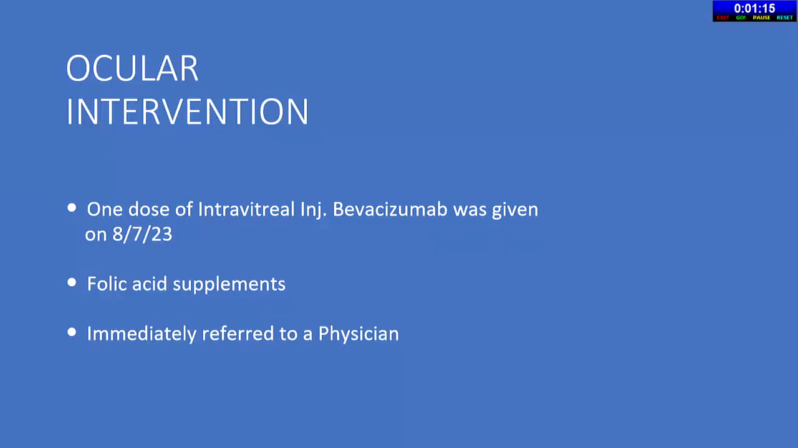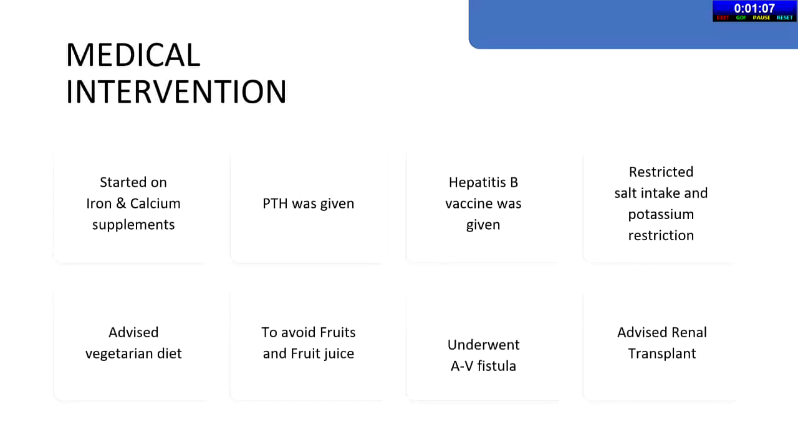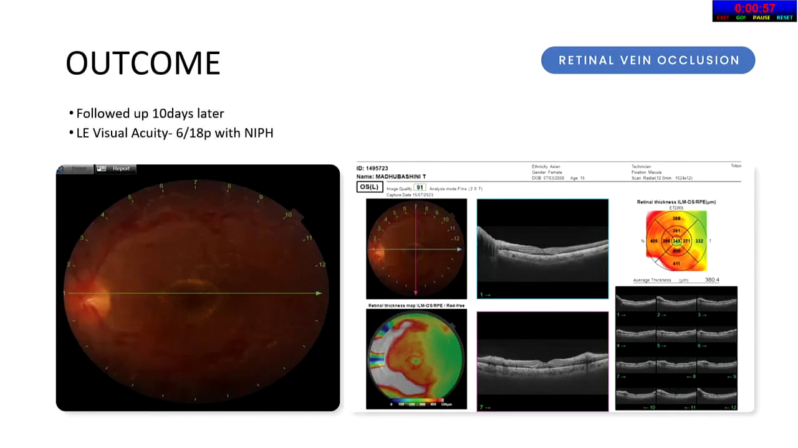Ocular intervention that was done was one dose of intravitreal injection bevacizumab, given along with folic acid supplements, and the patient was immediately referred to a physician. The physician started iron and calcium supplements, a hepatitis B injection was given, and diet restrictions were advised. The patient underwent AV fistula and was advised renal transplantation.